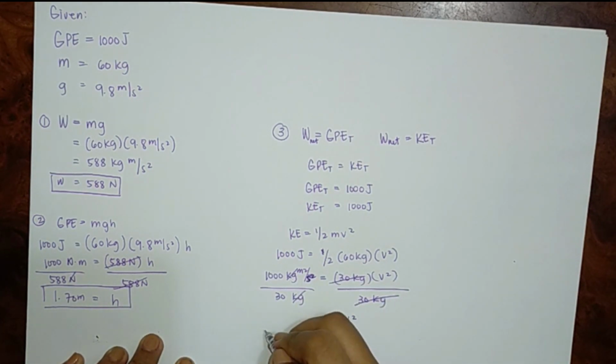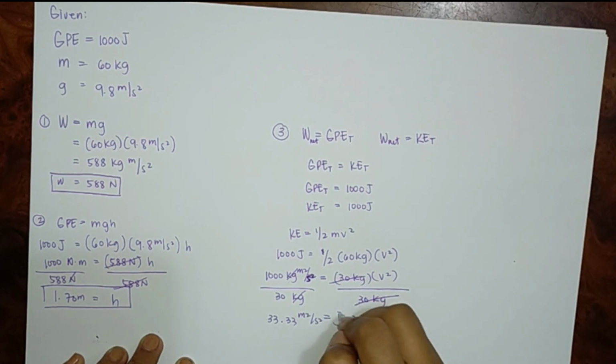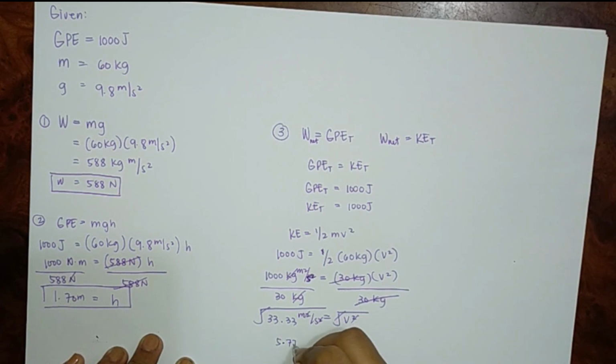We have 1000 divided by 30. This is 33.33 meters squared per second squared, and take the square root of both sides. So v is equal to 5.77 meters per second. Therefore, as you go down the hill, your speed is 5.77 meters per second. And that's all for the second problem. Thank you everybody for listening.